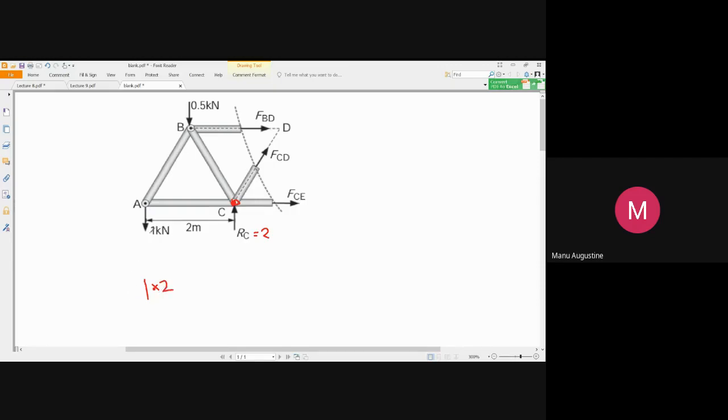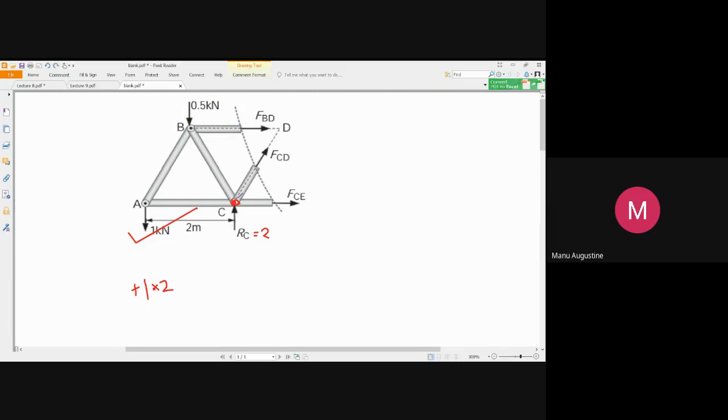So what will be the sign of this moment? As you can see, imagine that a thread is attached here and you fire a rocket at the tail. So this rocket would be forced to rotate about point C in this direction, which is anti-clockwise. So this will be plus. So if you have guessed the plus sign correctly, that is the right answer. So this moment is considered. Ye force khatam.